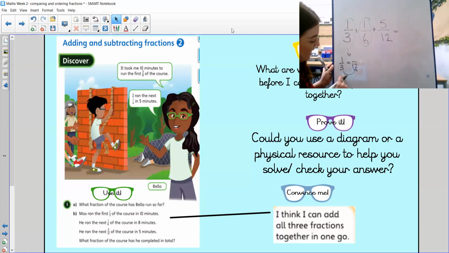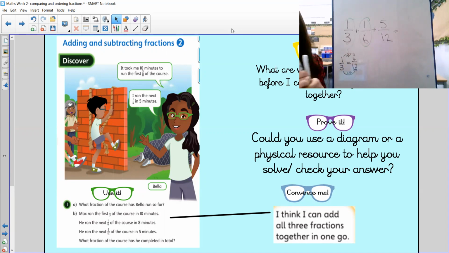So my number has got bigger, so I'm going to be timesing. How many times as many parts have I got? 3 times what is 12? It's your times table. I've got 4 times as many parts because 3 times by 4 is 12. So whatever you do to the bottom, you do to the top. So 1 times by 4 is 4. So 1/3 is equal to 4 12ths. Okay, that's that one done.